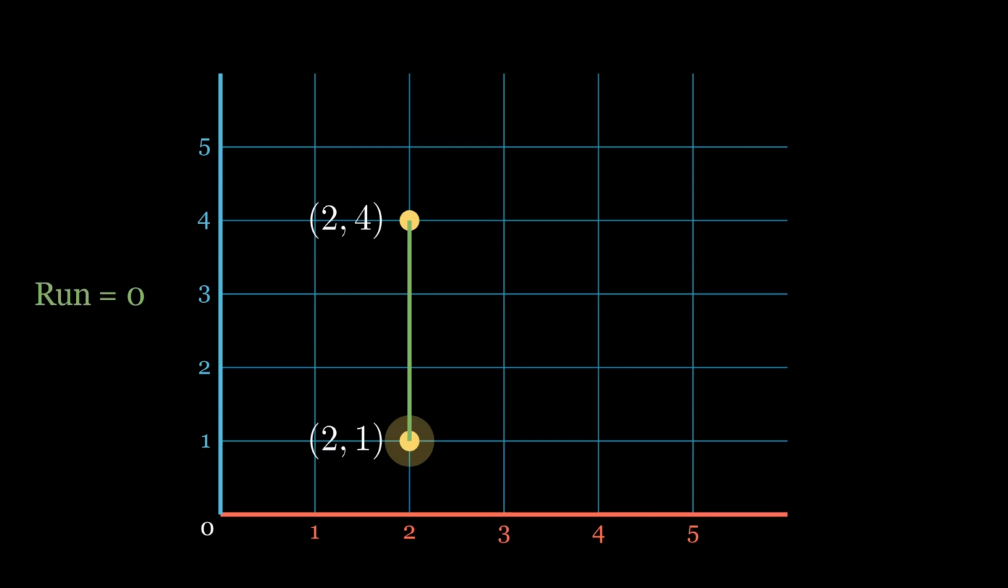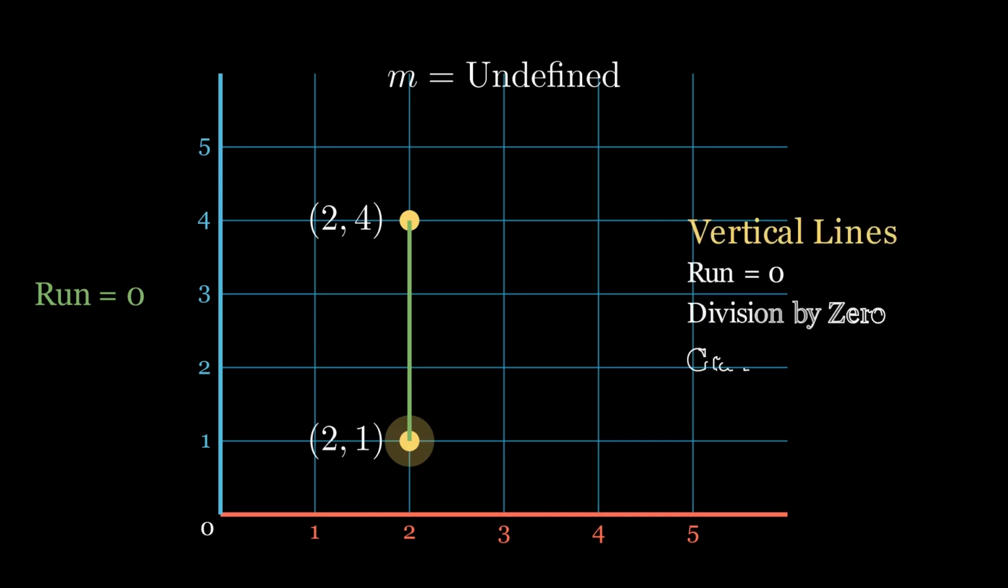So the denominator is 0 in this formula. So the gradient formula, when we substitute 0, now becomes rise divided by 0. And when you divide any number by 0, the value is undefined. Therefore, for every vertical line, the gradient is undefined.